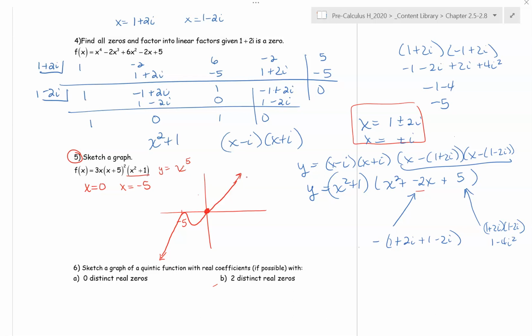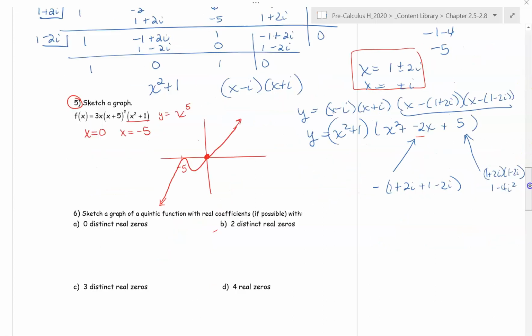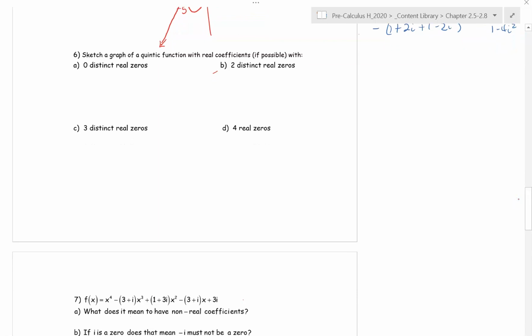Nice job on that. Let's go ahead and try number 6 now. So go ahead and pause the video for number 6 and see if you can sketch a graph for A through D, again, if possible.